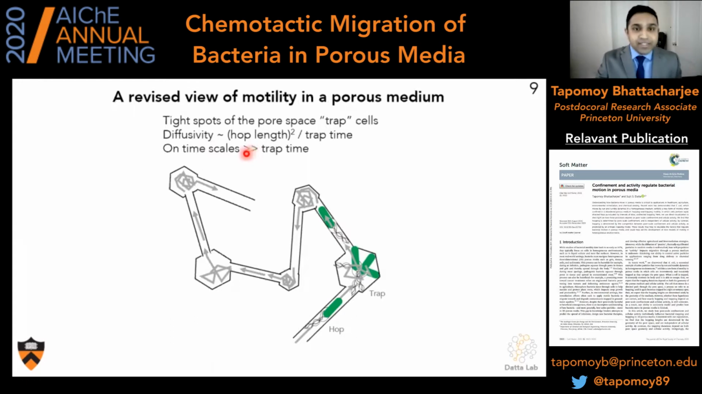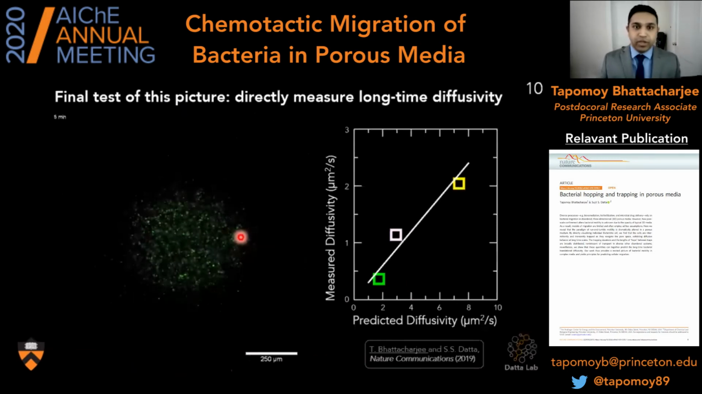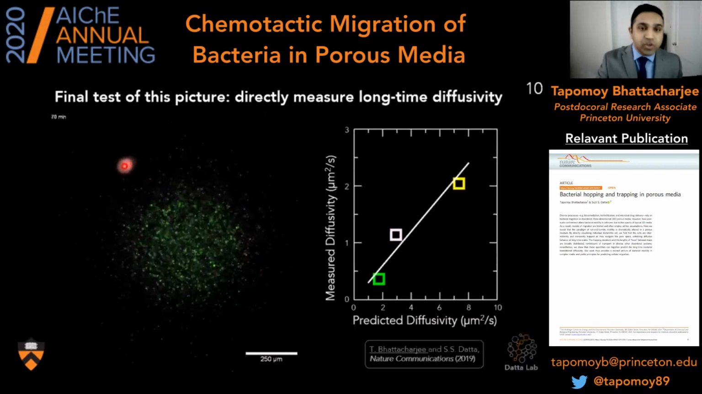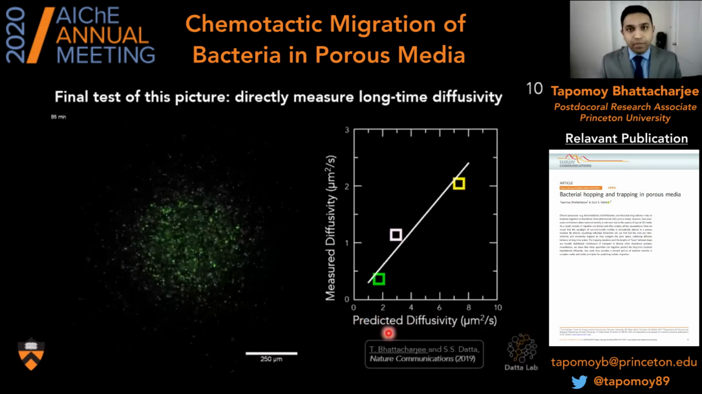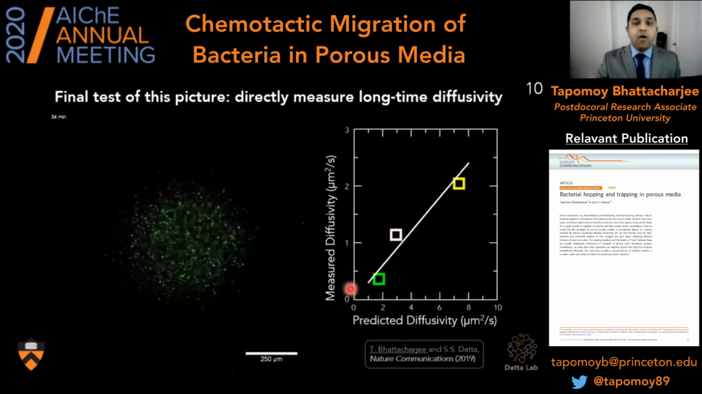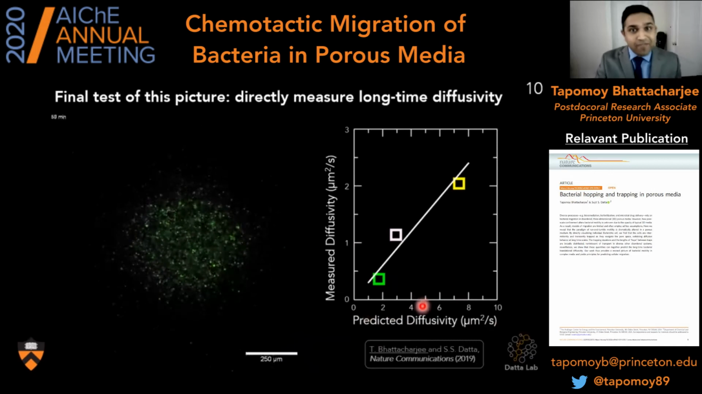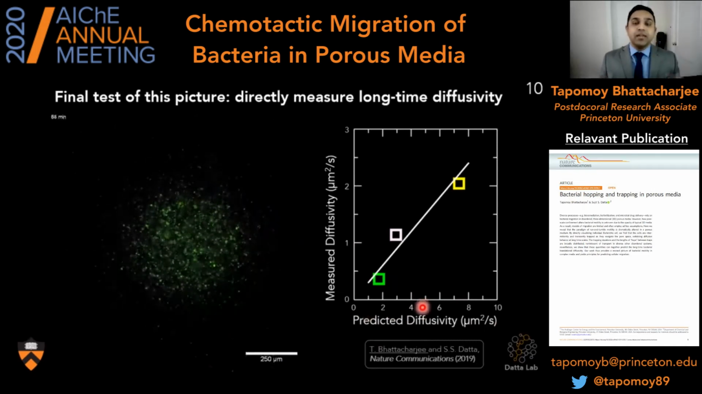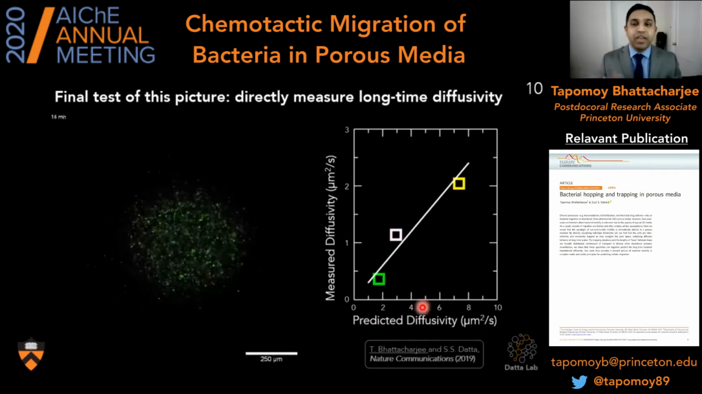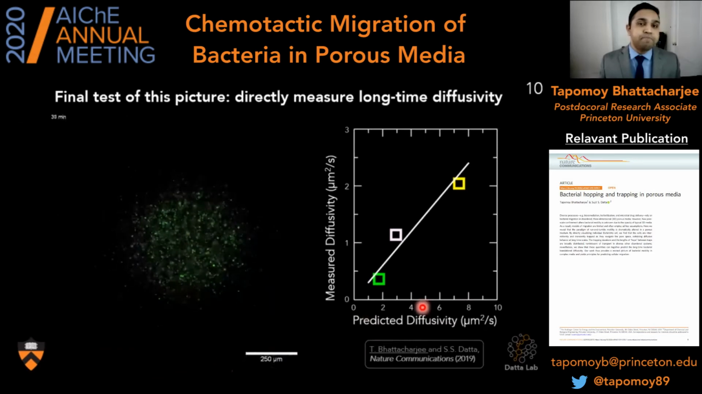Now, to verify this hypothesis, we inject a bolus of bacteria inside this porous medium and we measure their macroscopic diffusivity. We also predicted diffusivity from our measured hop length and measured trap time. Our measured diffusivity matches our predicted diffusivity within a factor of 3, which confirms that by simply looking into single cell motility, we can predict the long-term diffusivity of bacteria inside porous media.